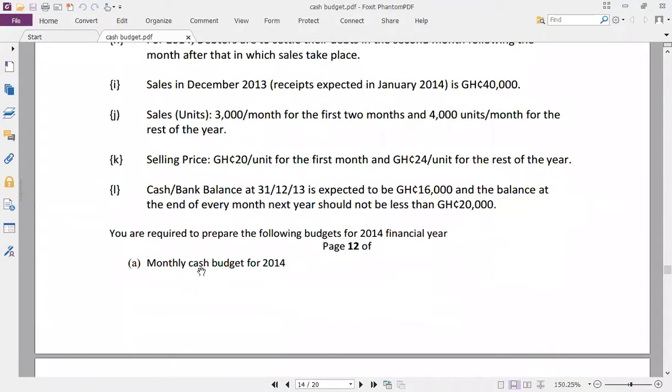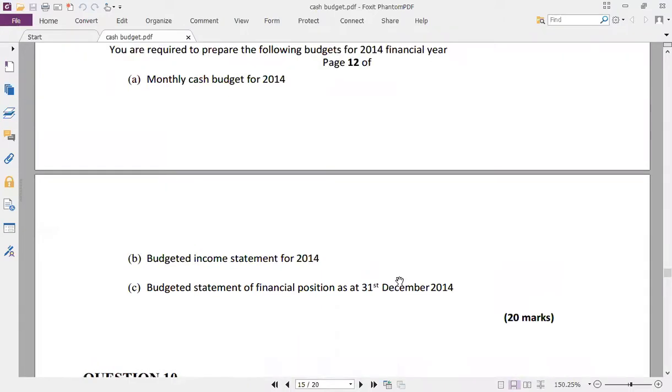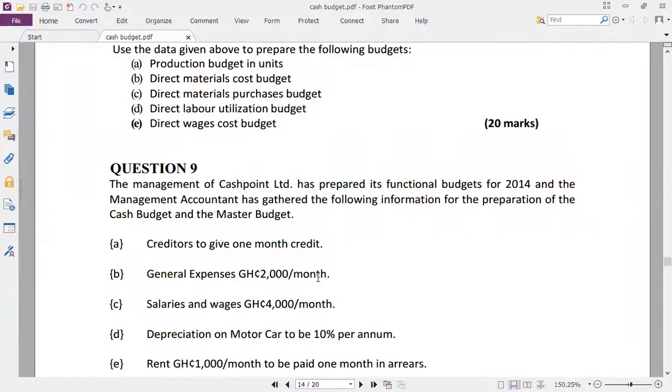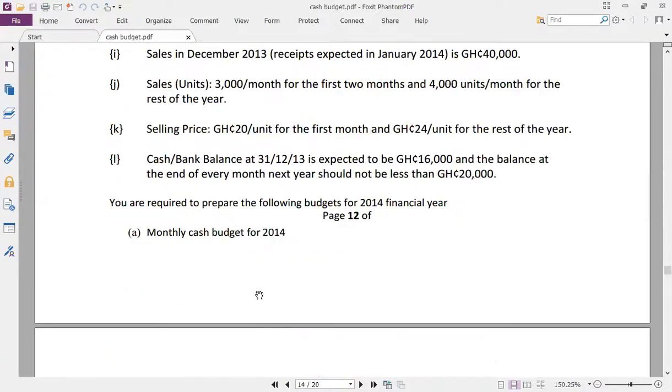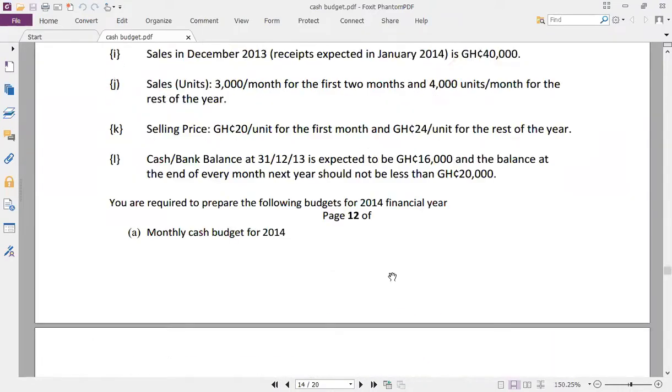First, prepare monthly cash budgets. Second, a budgeted income statement for the entire 2014. Finally, a budgeted financial position as at December 2014 for the entire year. That is all, so try it. Everything is a bit different from what you've done, but it is the same cash budget. The cash budget comes first before the income statement, and finally the financial position, going for 27 marks. Try this one, and then you'll be fine.